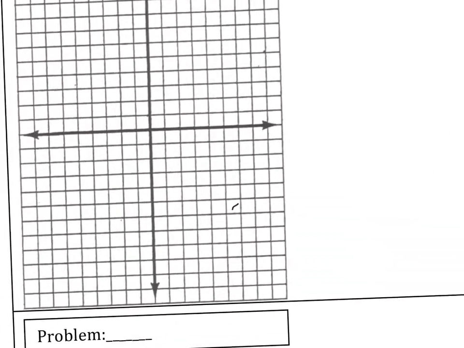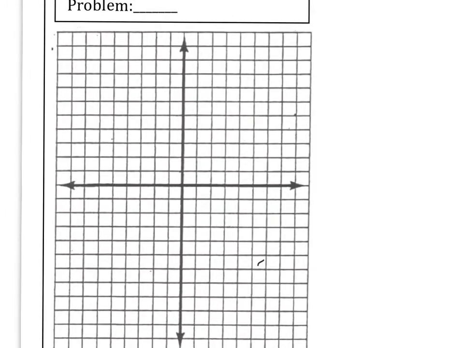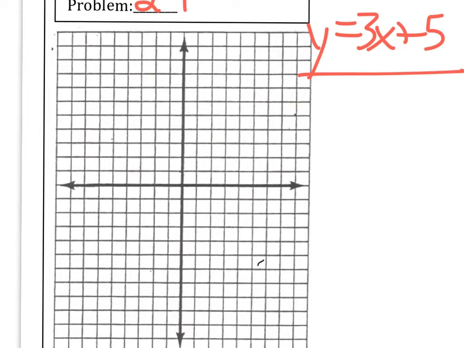24 through 27 is all about those graphs, so let's take a look. 24, you're looking at y equals 3x plus 5. In slope-intercept form, y equals mx plus b. The 3 is telling me the slope is 3 over 1. The 5 is telling me I have a y-intercept of 5.